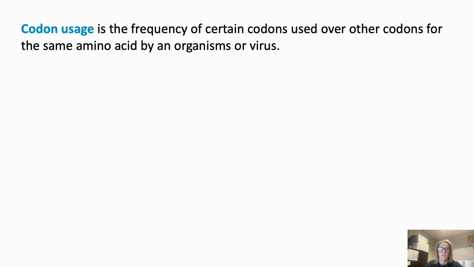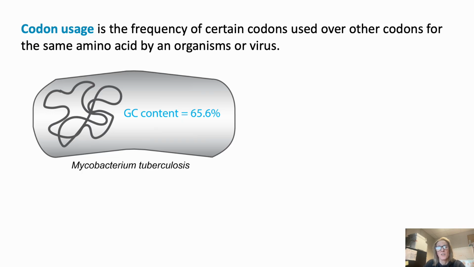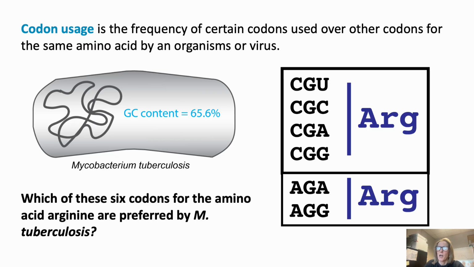Codon usage is the frequency of certain codons used over other codons for the same amino acid by an organism or virus. An organism's GC content affects the codon usage and creates a bias for certain codons over other codons for the same amino acid. If the GC content of Mycobacterium tuberculosis is 65%, which of these 6 codons for arginine will it likely prefer?